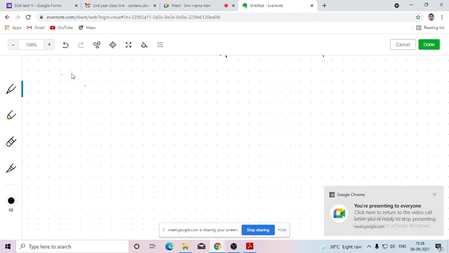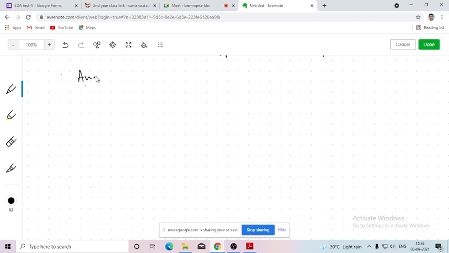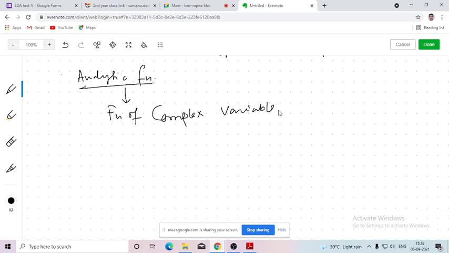Okay. So today we'll discuss one more thing, that is analytic function. Analytic function is a very interesting and very useful topic while we are studying the function of complex variable. And the concept of analytic function is valid only for the function of complex variable.